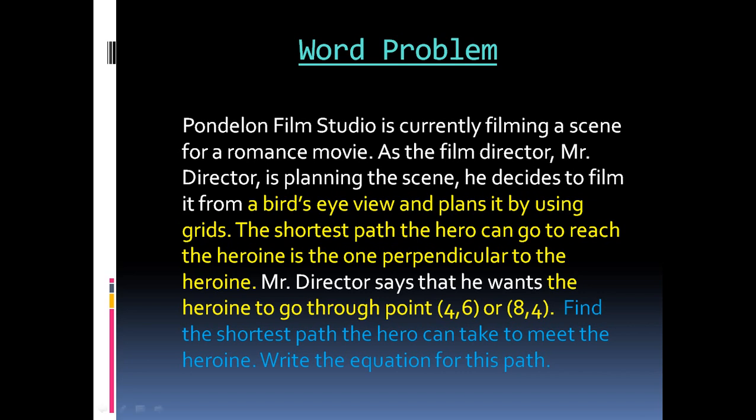So first, some of you should take notice of some of the sentences being colored yellow and some of them being blue. Well, yellow sentences indicate pieces of information that could be useful as I'm trying to solve this problem. Blue colored sentences is the question.